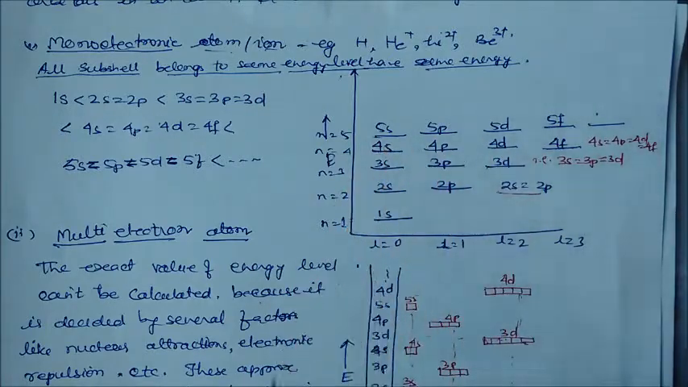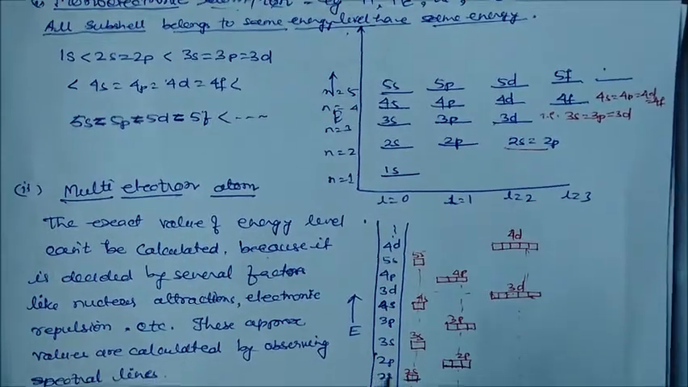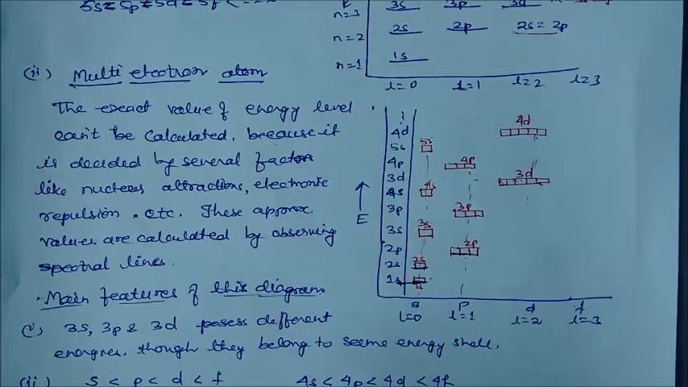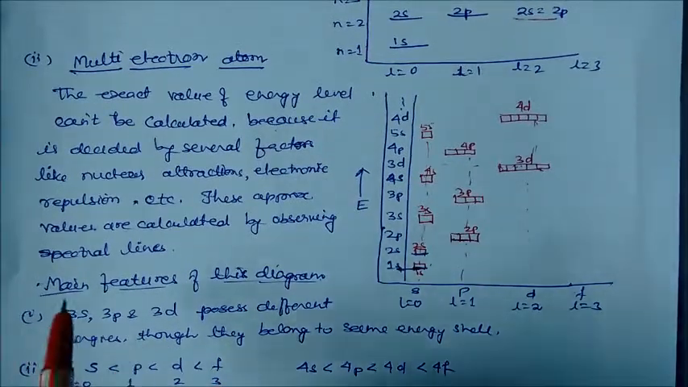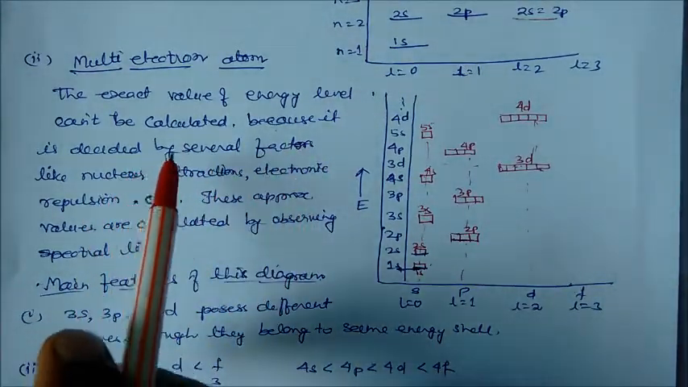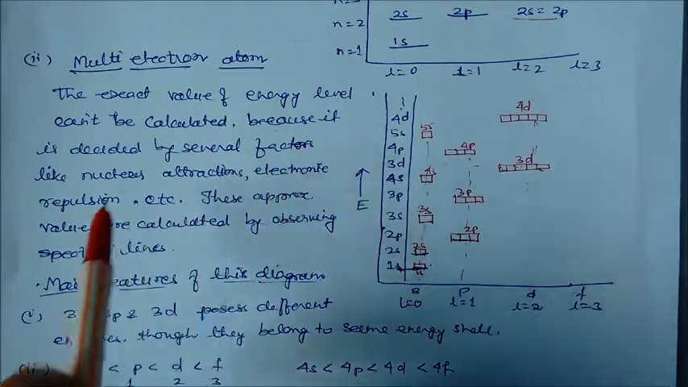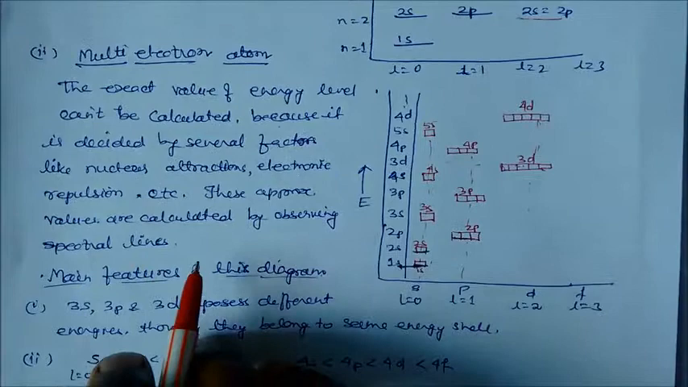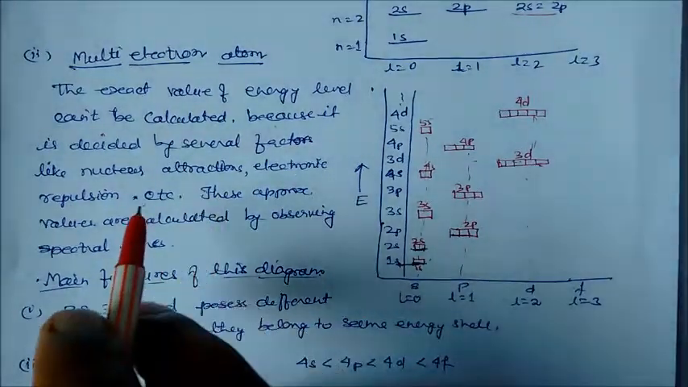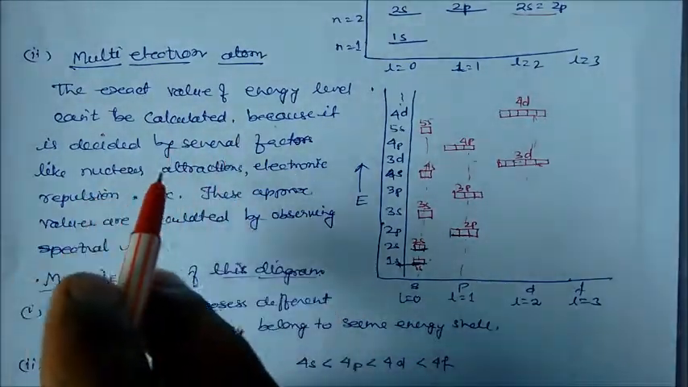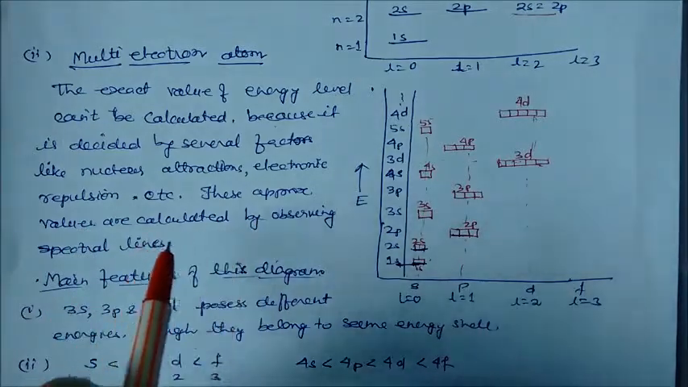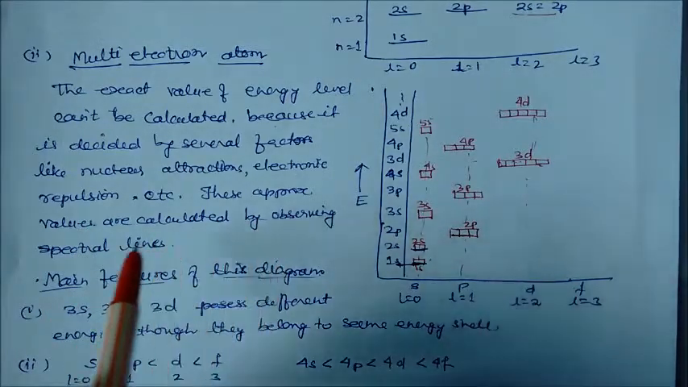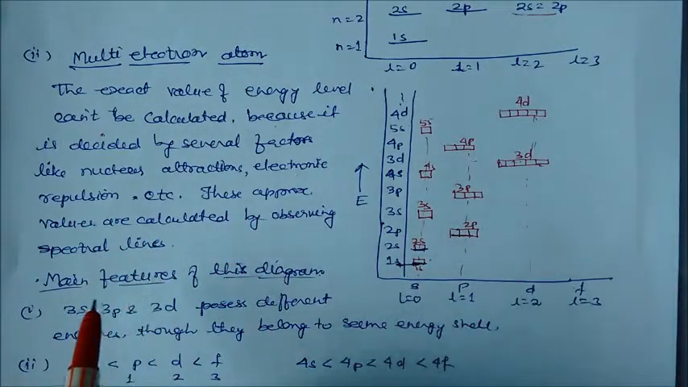So this is easy to understand. But this does not happen in a multi-electron atom. So see how it differs from the previous one. Here the exact value of the energy level cannot be calculated. Why? Because it is decided by so many factors like nuclear attraction and electronic repulsion, due to which the energy cannot be properly decided. These approximate values are calculated by observing spectral lines.